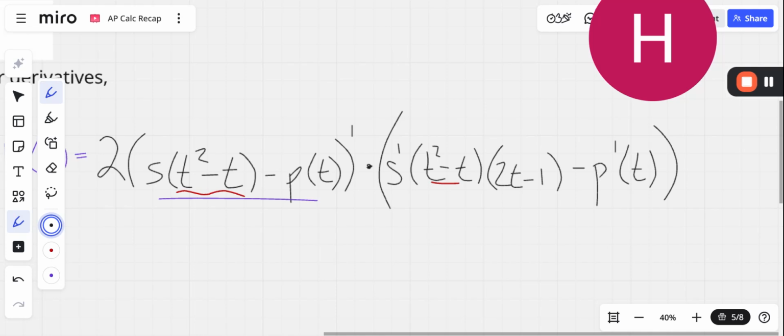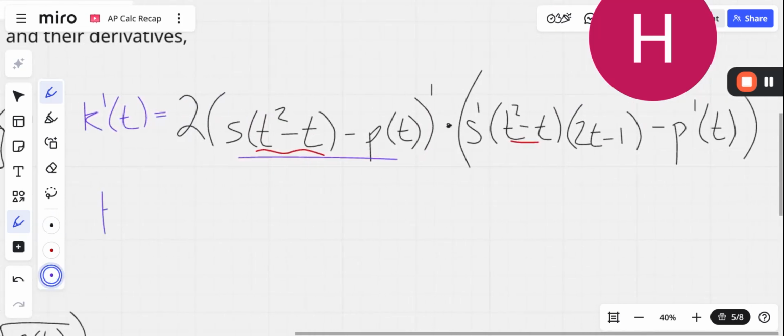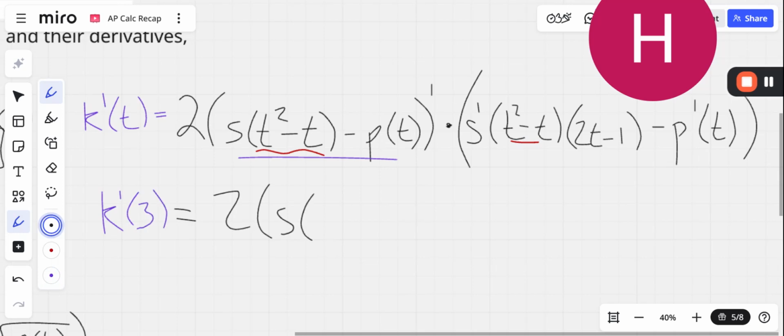You're going to be plugging in a value now. We're going to plug in 3. So this is going to give us k prime of 3. And we'll have to simplify some things along the way, but just do it steadily and carefully. This is going to be S of, plug in 3 for t. 3 squared, that's 9. Minus 3 is 6. Remember, we're plugging in 3, so don't put P6. Even though we just put a 6, it's because we plugged a 3 into the t for t squared minus t.